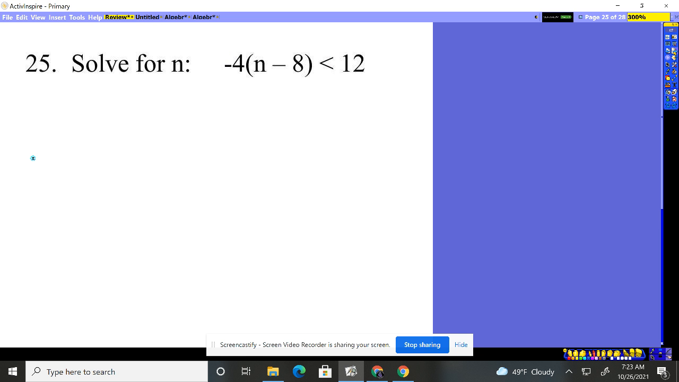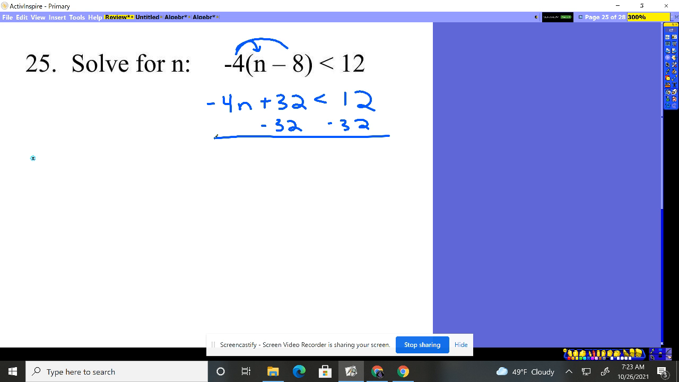And one more. Solve for n. Now, this is solving an inequality. We treat it just like we solve for a variable, just like if you had an equal sign there. I'm going to distribute my negative through to each of the pieces. Negative 4n. Negative 4 times negative 8 is plus 32, less than 12. Now, move my number over. Subtract 32 from both sides. I'm left with negative 4n is less than 12 take away 32, which is negative 20.